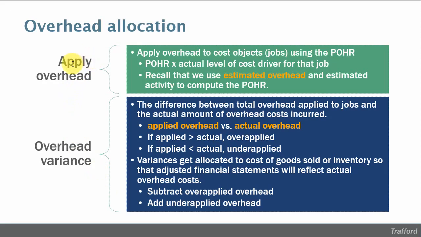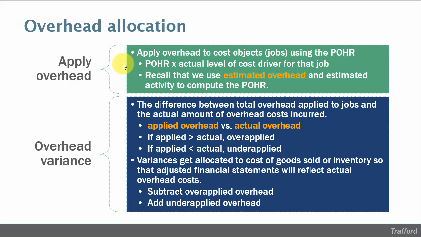The way they use that rate is as jobs go through the manufacturing process, they'll multiply the predetermined overhead rate by the actual level of that cost driver for that job. In other words, if an actual job takes 100 hours during the month of January, they'd multiply that 100 hours times the predetermined overhead rate, and that's the amount of overhead that would be applied to that job for the month of January.